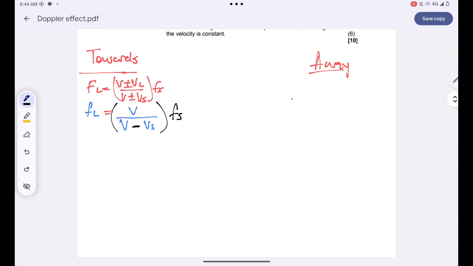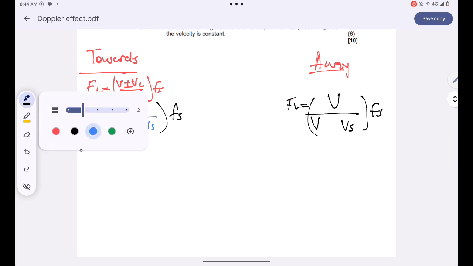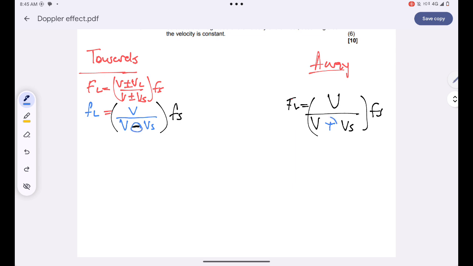Are you together? For the away movement, the listener is stationary, so the velocity of the listener will be 0. My numerator will be v as well. I'll simply have v and also vS multiplied by the frequency of the source. But now, whenever the source is moving away from the listener, our denominator will have a plus over there. Are you together? It's minus whenever it's moving towards and plus whenever it's moving away. Are you together? Okay, now let's calculate.